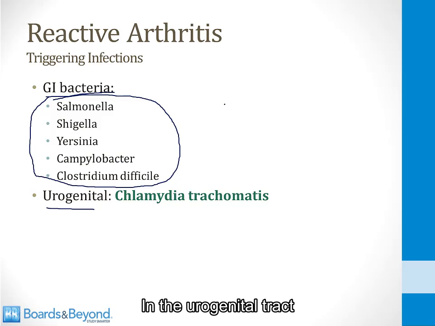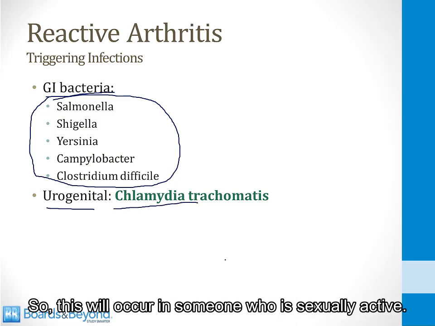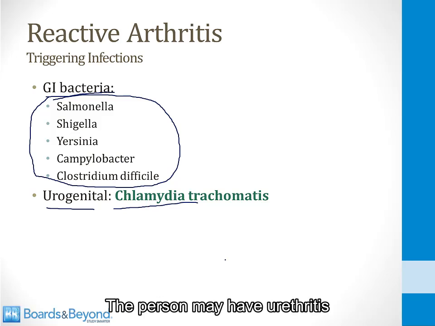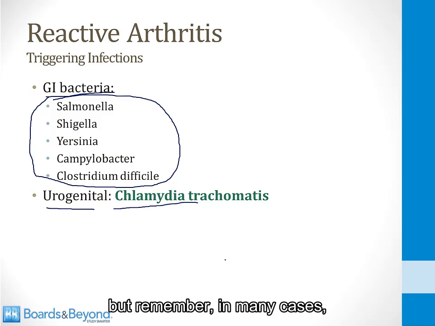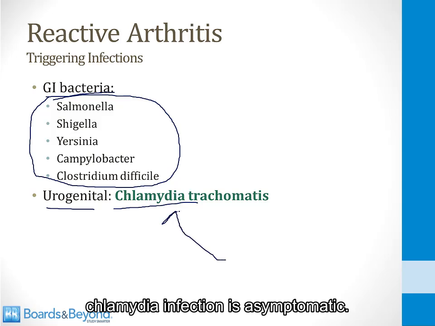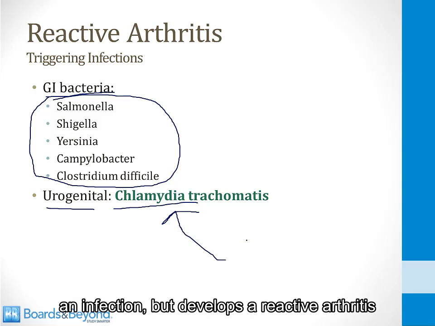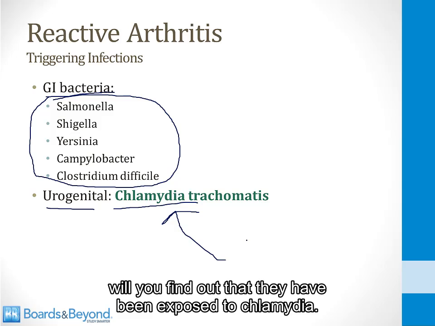In the urogenital tract, the classic bug to cause a reactive arthritis is chlamydia, so this will occur in someone who is sexually active. Remember, chlamydia is a sexually transmitted infection. The person may have urethritis and symptoms like dysuria followed by a reactive arthritis, but remember, in many cases, chlamydia infection is asymptomatic, so this could be someone who doesn't recall having an infection but develops a reactive arthritis, and only when you test the patient will you find out that they have been exposed to chlamydia.